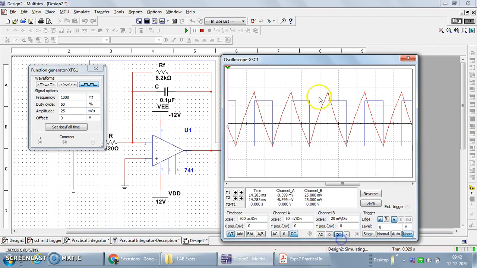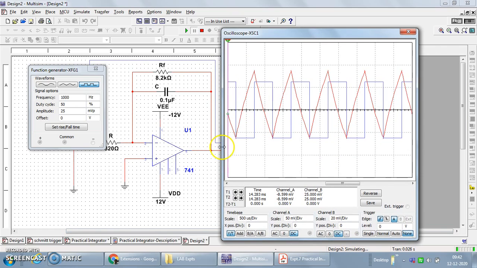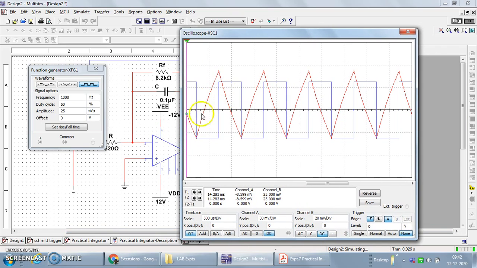Now if I try to enlarge it, see, for the positive or plus VSAT values, we are getting the negative ramp, and for the negative values, where we are having the stable constant output, we are getting the positive ramp. So for a square waveform with a 50% duty cycle, the output turns into a combination of positive and negative ramps respectively, with these particular durations.